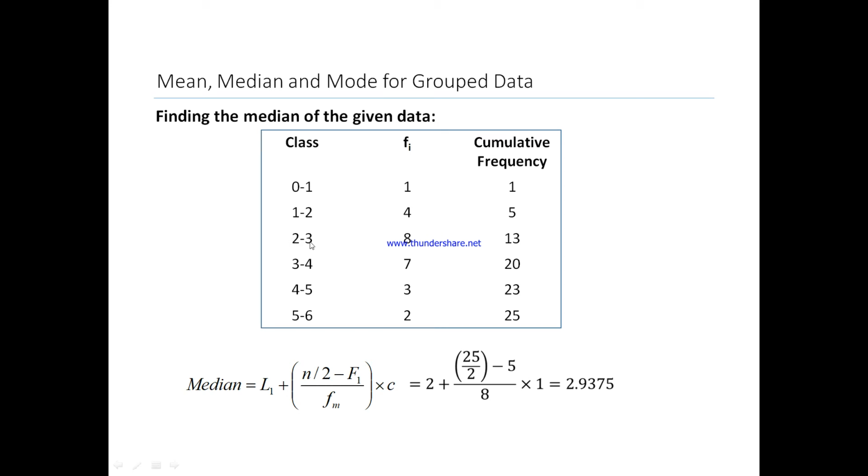So here the median class is 2 to 3. So the lower boundary is 2, upper boundary is 3. The lower boundary of the median class is known as L1. So it's 2 in this case, so you can substitute 2 here.